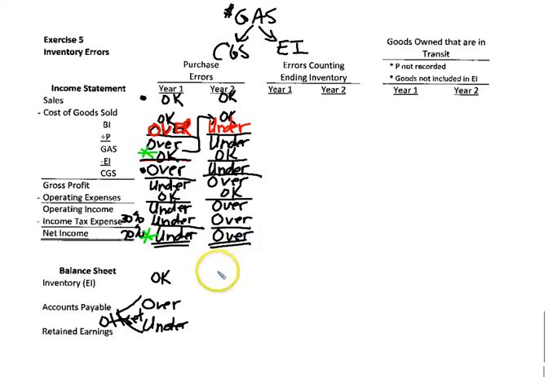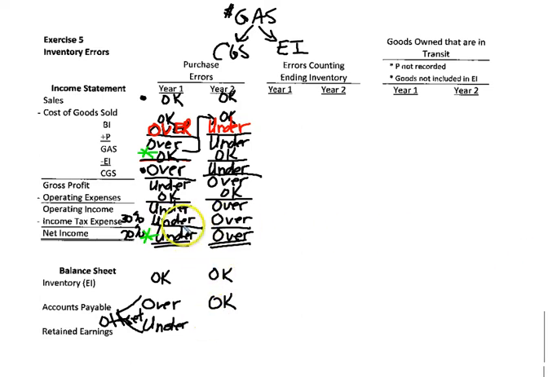Let's jump down to the balance sheet. Ending inventory, second year, it's okay. Now let's think about accounts payable. Purchases is understated, but the error took place in December, January. December year one, January year two. Those payables would be paid by December 31st, year two. So this is going to be okay. Again, this understatement took place in January of this year, so we would have already paid those accounts payable. Those aren't going to carry forward to December 31st.